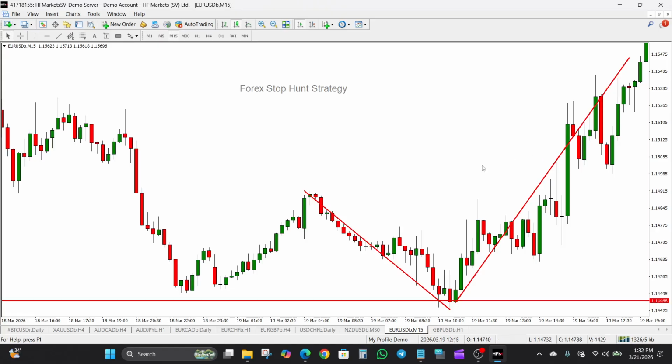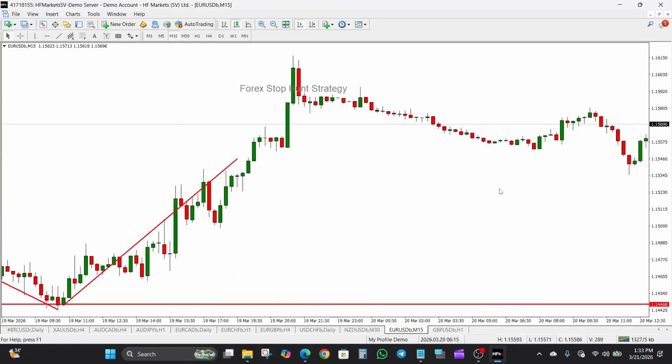For example, maybe price breaks below a support, then traders enter sell positions because they thought that price will continue going down, right? It's just an example, okay? And then suddenly price starts going up, right?